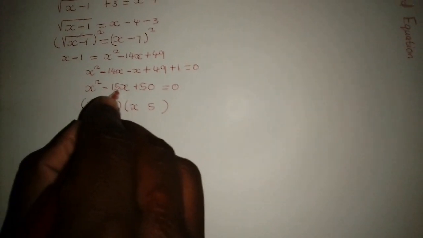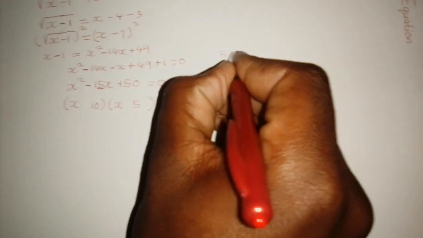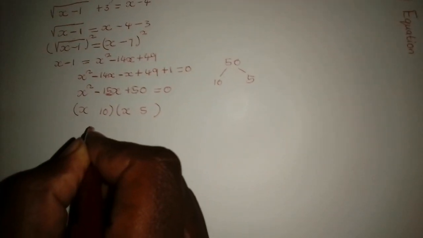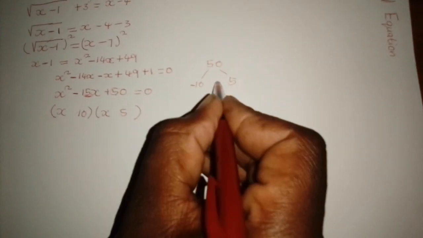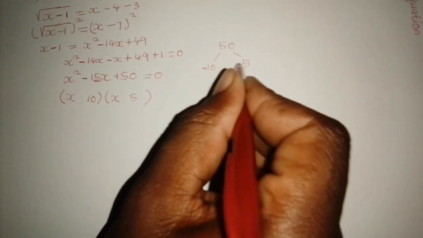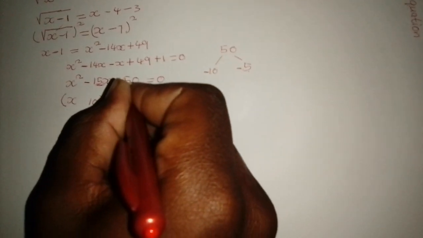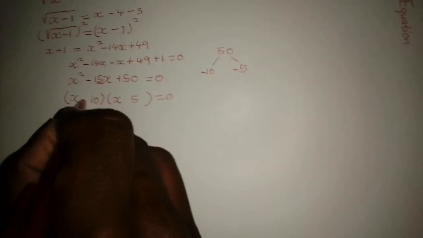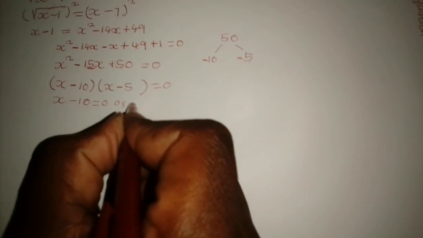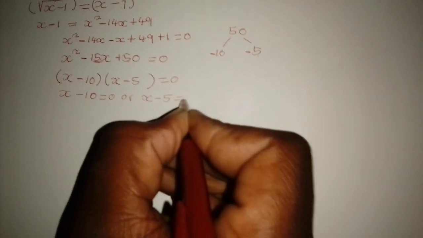So remember, your factors must satisfy the middle term. For them to give us the middle term, this must be negative 10 and this must be negative 5. So negative 10 minus 5 gives us negative 15, and negative 10 times negative 5 gives us positive 50. Therefore, equate everything to 0. Your signs here will be negative. So it will be x minus 10 equated to 0, or x minus 5 equated to 0.